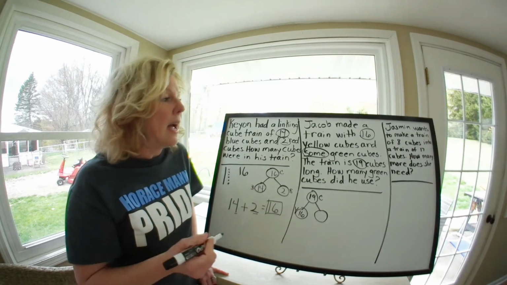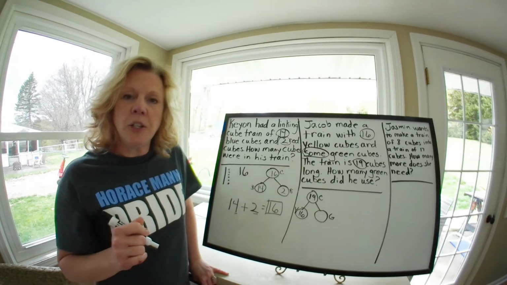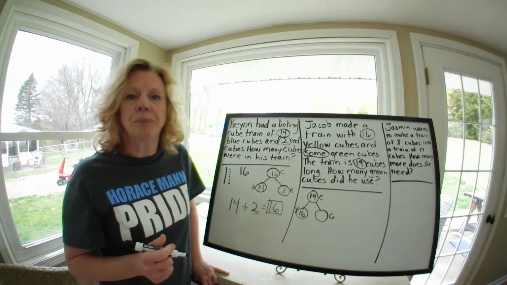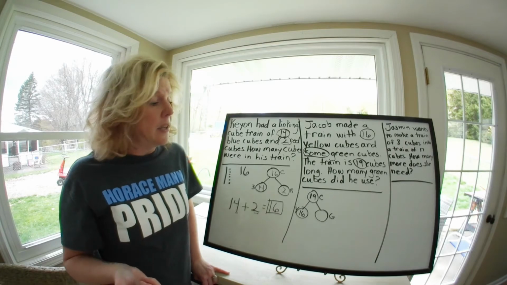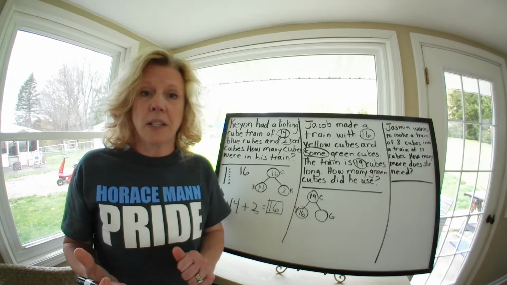We're trying to figure out how many were green, G for green. So my question to you is this: how do I figure it out? Well, I could do it a couple different ways. I could punch 19 and count backwards 16.